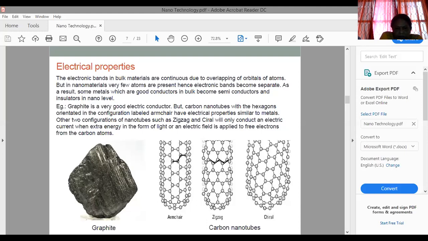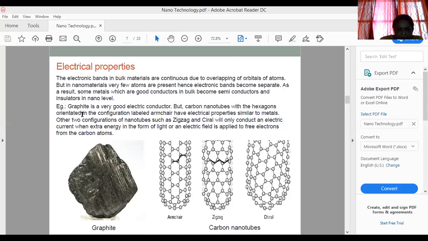when you have only a very few number of atoms. With few atoms, obviously the overlapping of the outermost orbitals becomes less, and therefore a band gap results. Therefore a good conductor may become an insulator if it is converted into nano size.